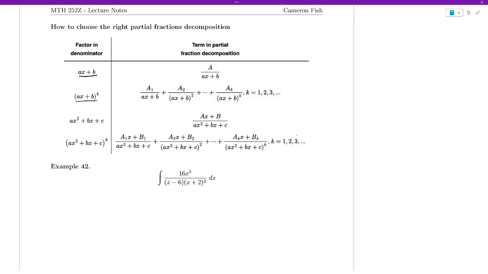Sometimes you're going to have a factor with a power on it. So like here we have x plus 2 squared. When that happens, the right thing to write down is a sequence of fractions. The number of them depends on the k. So if k is 2, we're going to get 2 fractions added up. But if k was 3, we'd get 3 fractions added up. And if k was 10, we'd get 10 fractions added up.